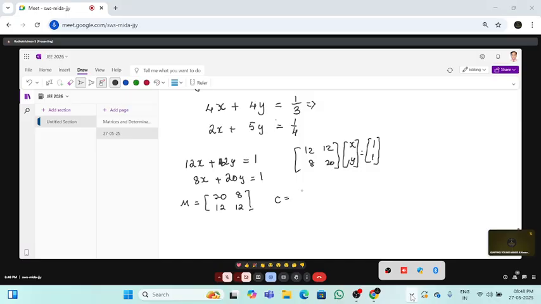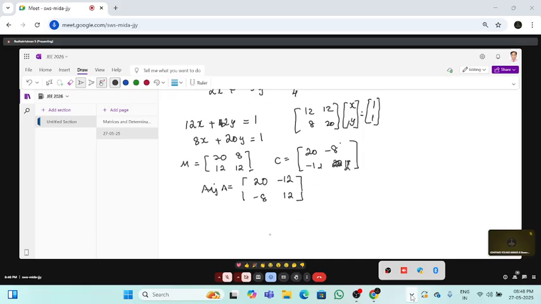cofactor, adjoint. So what is the determinant of A?